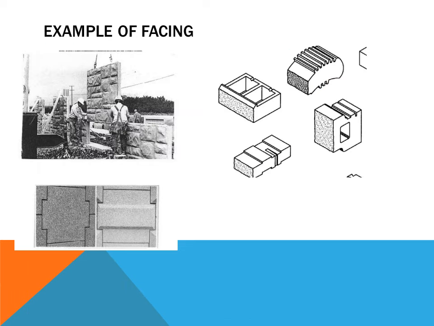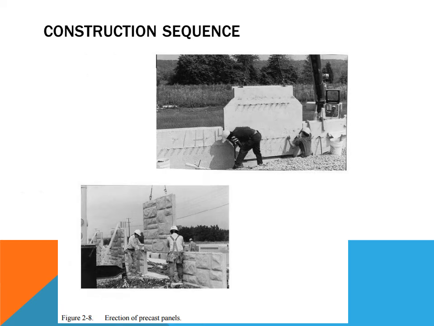So here we can see some examples of the facing. This is the precast concrete panels. This is another pattern used by maybe a different installer, and this is a modular cast unit, which is smaller as compared to this panel unit.